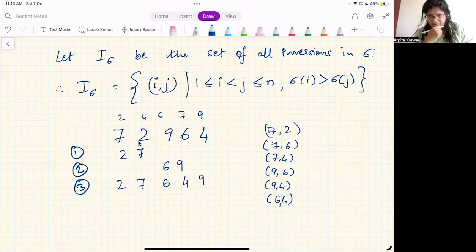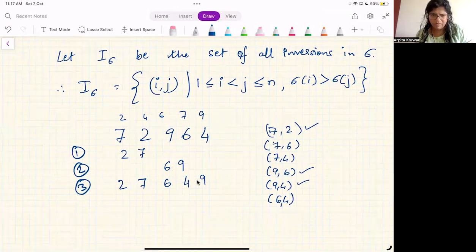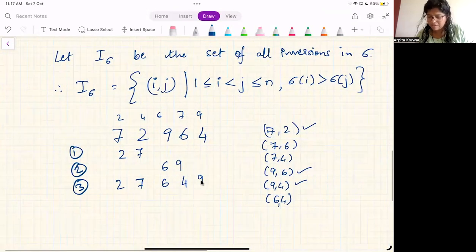So the claim is that whenever you are swapping, you are setting one inversion straight, right? Here you are setting the 7, 2 inversion straight. Here you are setting 9, 6 straight. Here you are changing 9 and 4. Once you set it straight, you won't exchange it back. So the number of swaps is equal to the number of inversions. So we will see that.